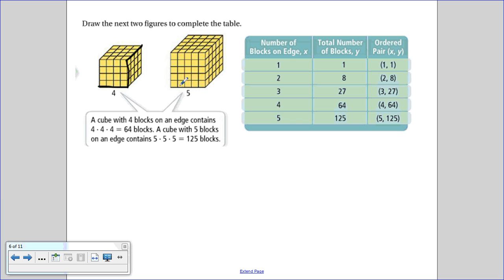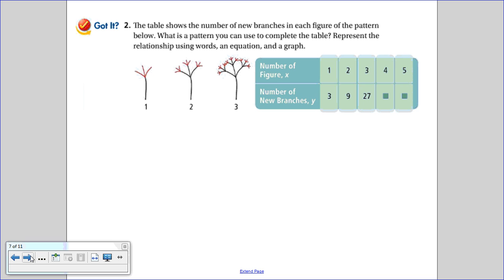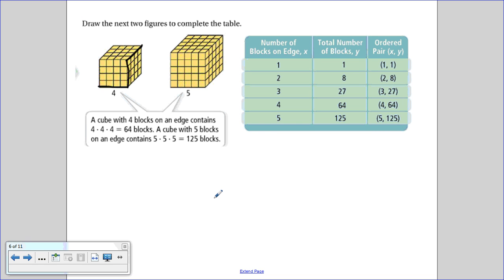And the same holds true for 5. When we go 5 by 5, there's 25 right here. And then if we have 5 of those deep, that's 125. So how do we represent that as an equation? Well, all we did is we took whatever number we had 3 times. So we took our x times x times x, which is the same as x cubed. And so that is how we represent that as an equation.